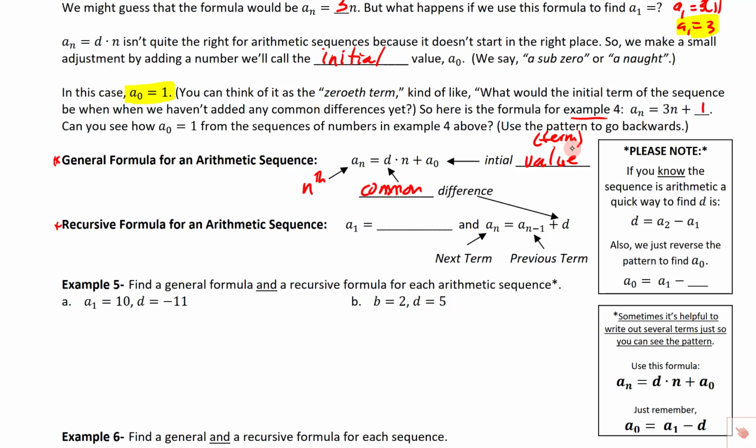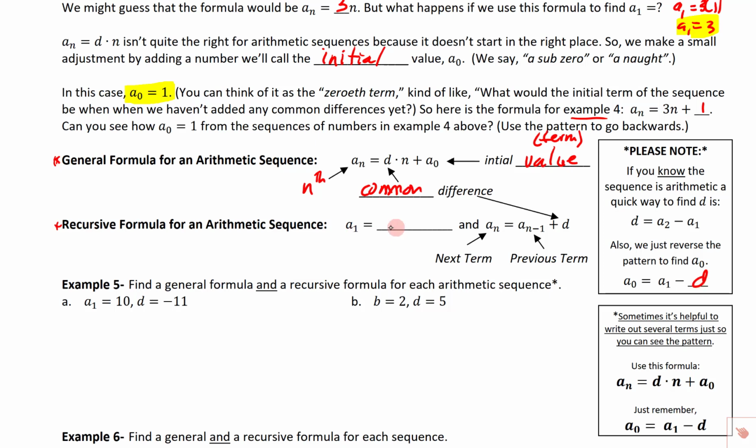Now, the cool thing about this is, since we know that everything is arithmetic, we can always find the difference. Just take the second term and subtract the first term. So if you just remember, I'm always going to subtract the first one from the second one. And then we also just reverse that pattern. So if you want to find a naught, we always take the first one and then subtract whatever the common difference is, so we can go backwards just a little bit. And that makes the recursive ones pretty easy.